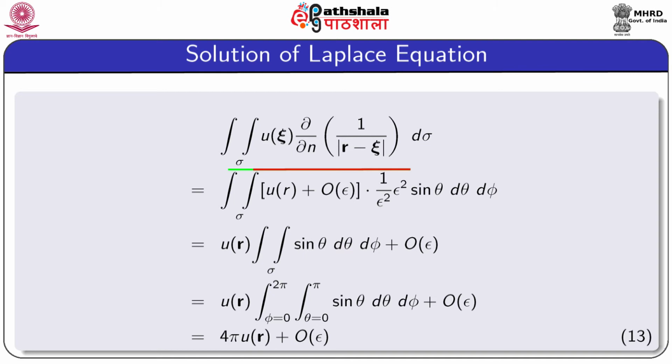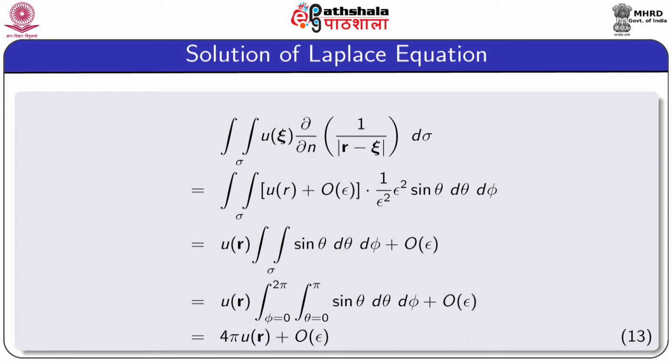Surface integral on sigma of u ∂/∂n of 1/|r − ξ| is equal to, now on sigma we derived that u(ξ) is equal to u(r) plus a term of order epsilon, and the value of ∂/∂n of this quantity is 1/ε², and dσ is ε² sin θ dθ dφ. So, after substitution we obtain this simplified to u(r).